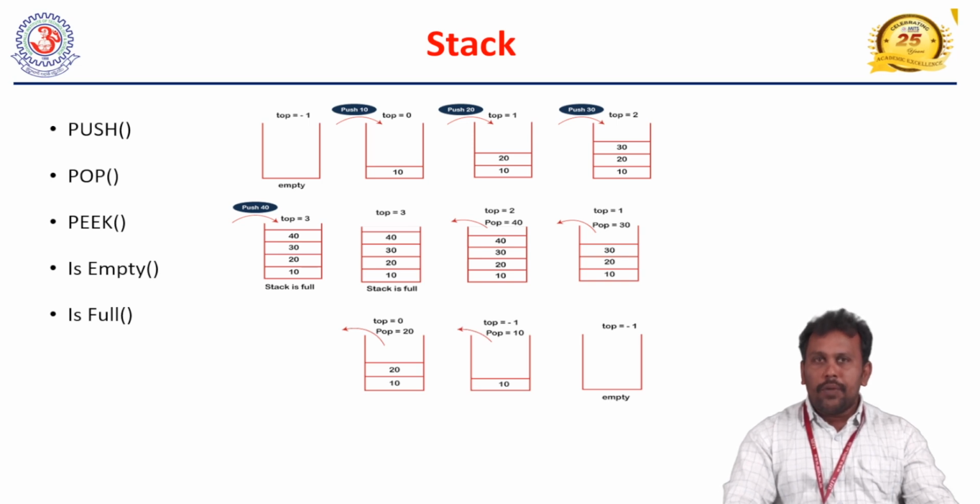So we will see some examples. Initially, top equals minus 1, which means the stack is empty. After insertion of one element, the top is incremented. With every insertion, the top is incremented. After insertion of the first element, the top position equals 0. After the second element, the top will be 1. After the third element, the top will be 2. After the fourth element, top will be 3. After the fifth element, top will be 4.